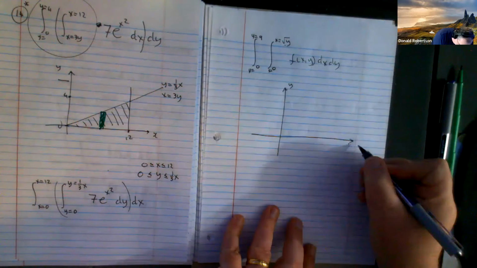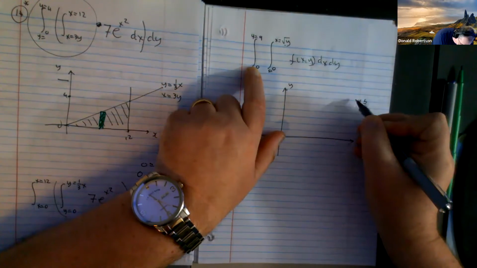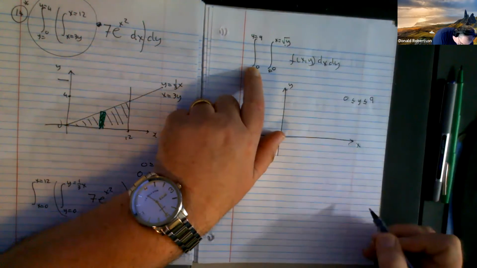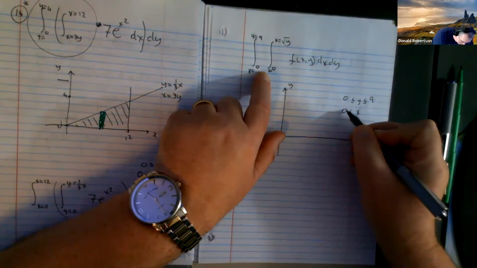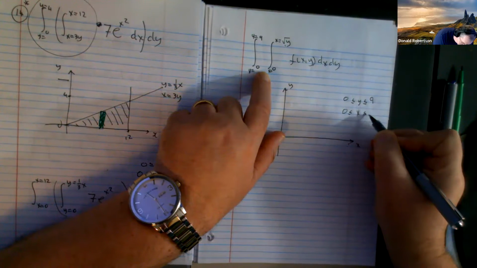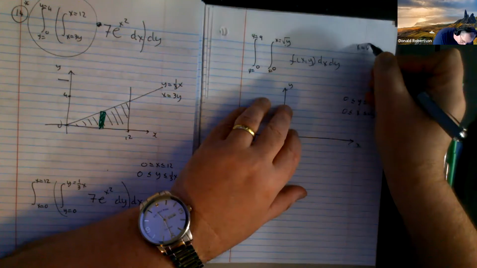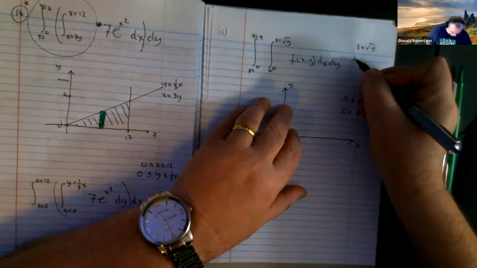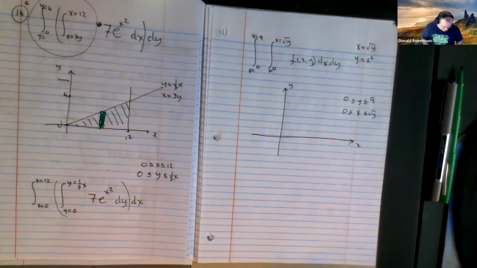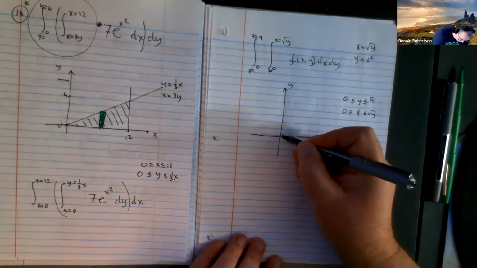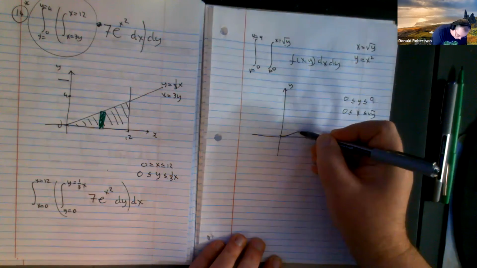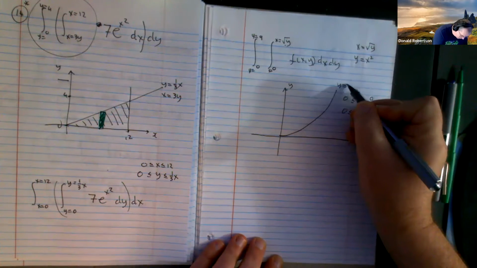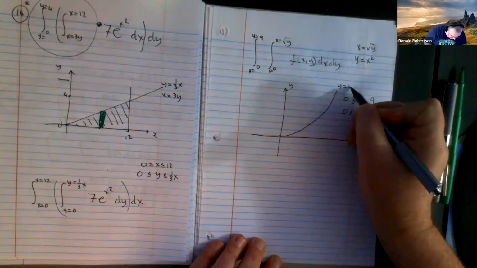So according to this, the y's go from 0 to 9, and the x's go from 0 to the square root of y. Now, if you write x equals the square root of y and rearrange that, don't you basically get y equals x squared? So if I sketch this, and you could do it in Desmos, it would look like that. And of course, more of it is over here, but I'm not caring too much about that.